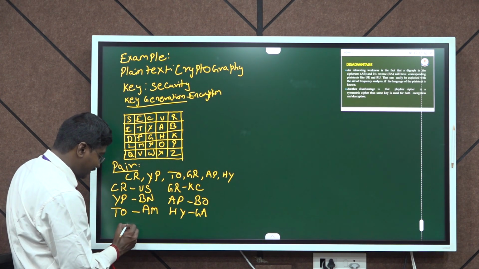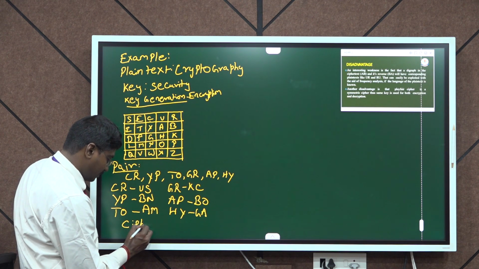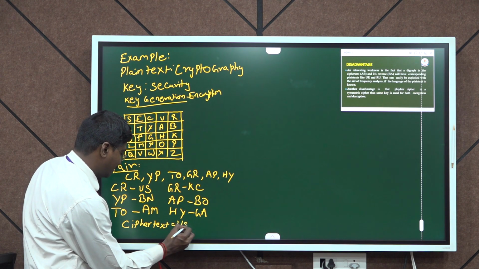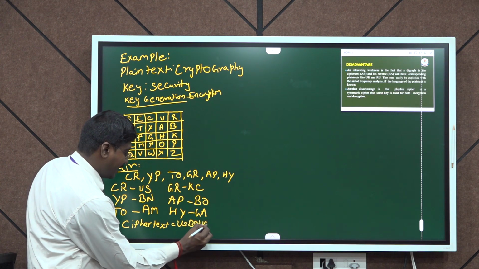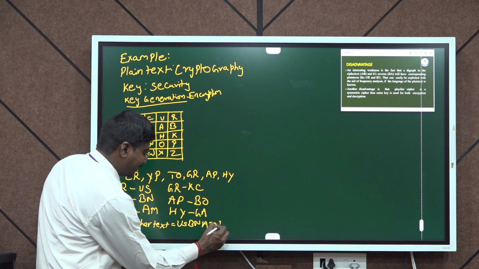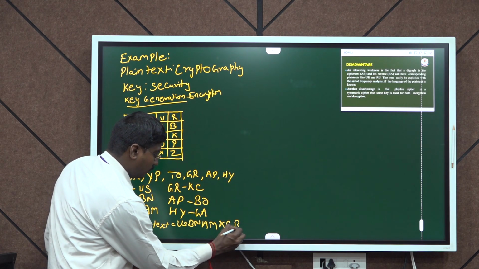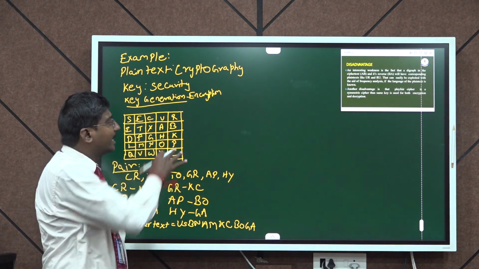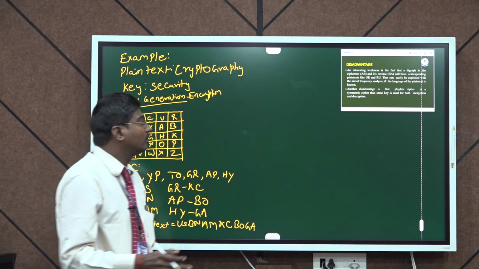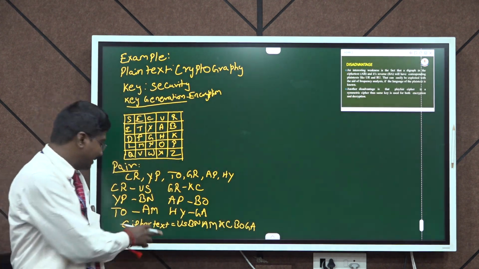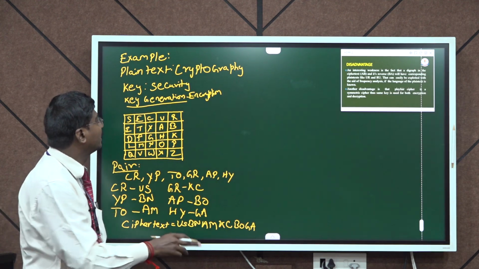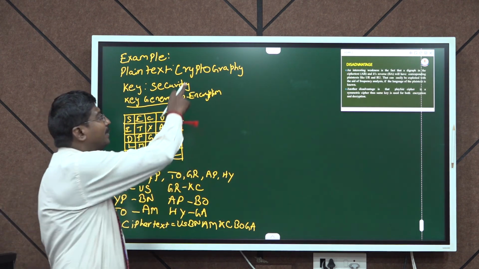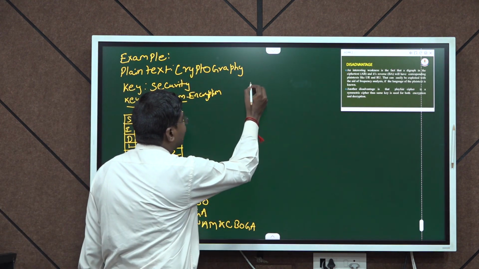So, the final ciphertext is US BN AM KC BO GA. This is the ciphertext, and this is the encryption process. Next we will see how to decrypt this ciphertext into plain text. Once we decrypt this ciphertext, you will get the original plain text, that is cryptography. We will see how to do it.